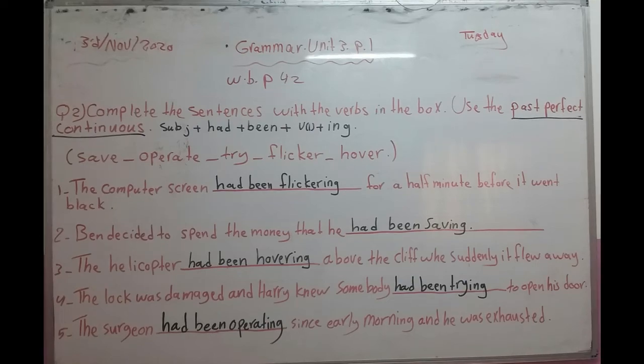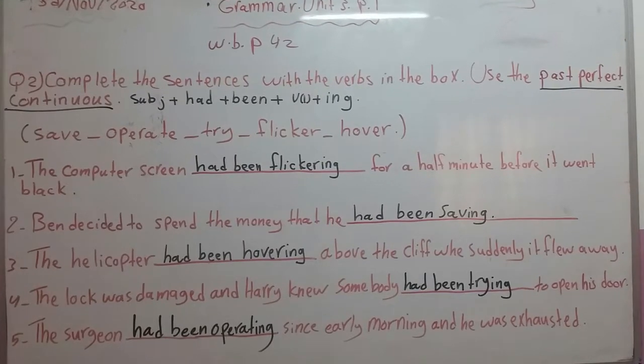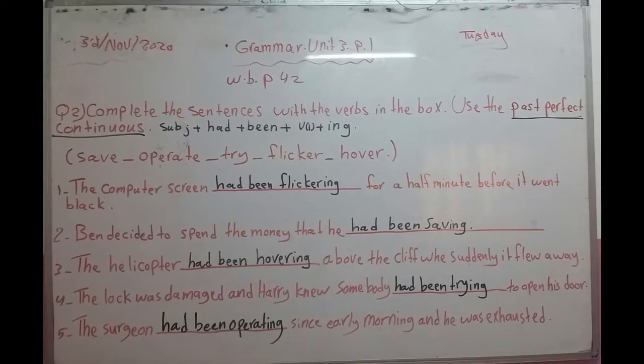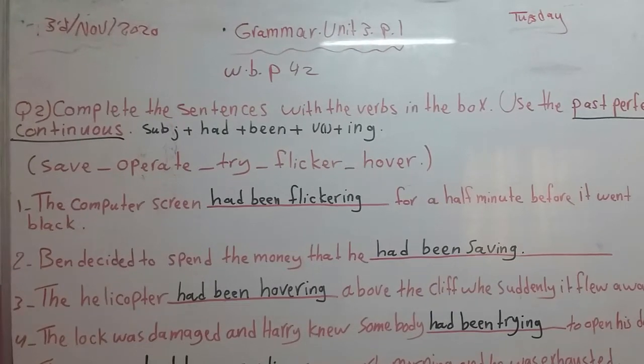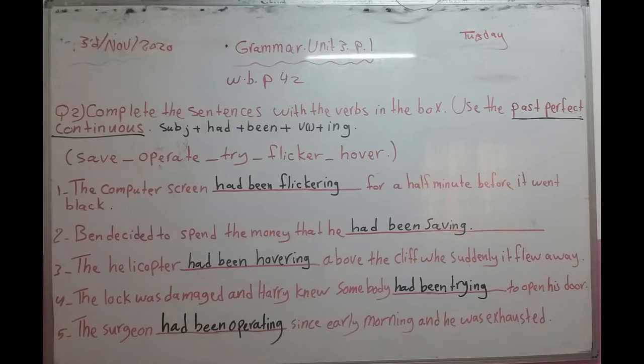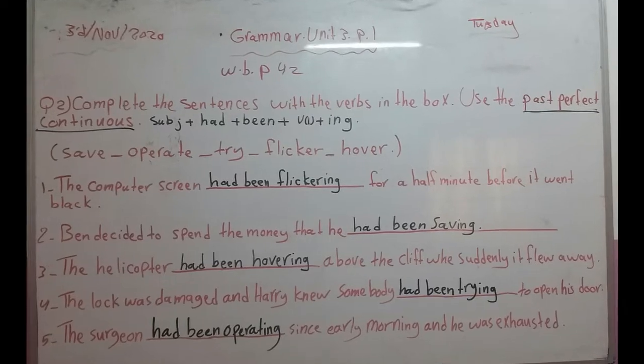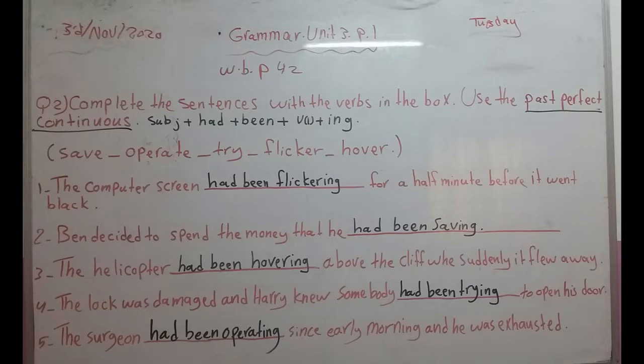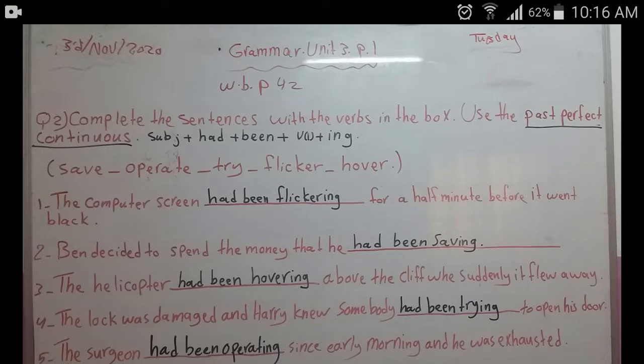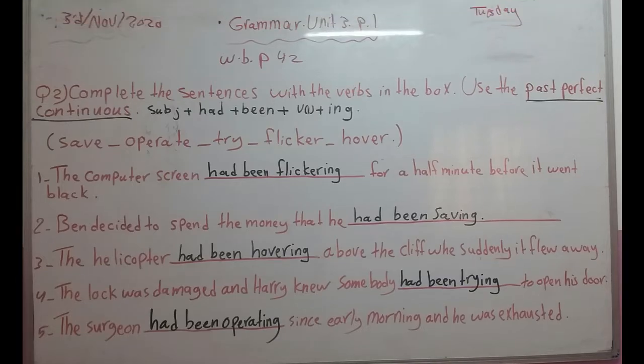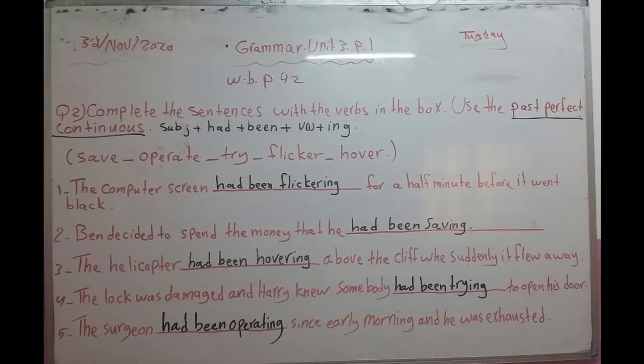The surgeon is the doctor who is making the surgery. اللي هو الدكتور بيعمل عمليات. So surgeon هو اللي بيعمل عمليات. The surgeon had been operating since early morning and he was exhausted. So the appropriate verb here is operate. Operate يعني يعمل عملية. Okay. And we have to add ing. So I have to omit the e then add ing. Then we add had been. The surgeon had been operating since early morning and he was exhausted. I understood from this that he had been operating before he became exhausted. قبل ما يكون قبل ما يصير exhausted.